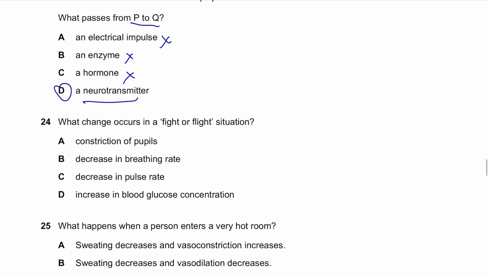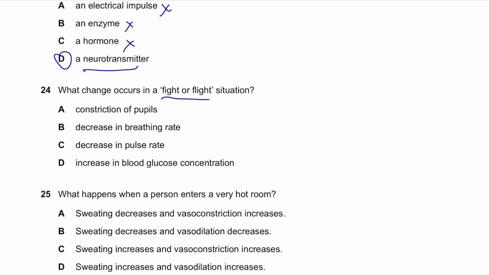Question 24. What change occurs in a fight or flight situation? In case you don't know what this is, it's a situation where you either have to fight the person or whatever is going on, or you just escape because you can't do anything about it. Basically it's an emergency situation where your body suddenly needs to adapt to overcome that situation. A constriction of pupils? No, your pupils need to dilate to absorb as much light as possible and be able to observe what's going on.